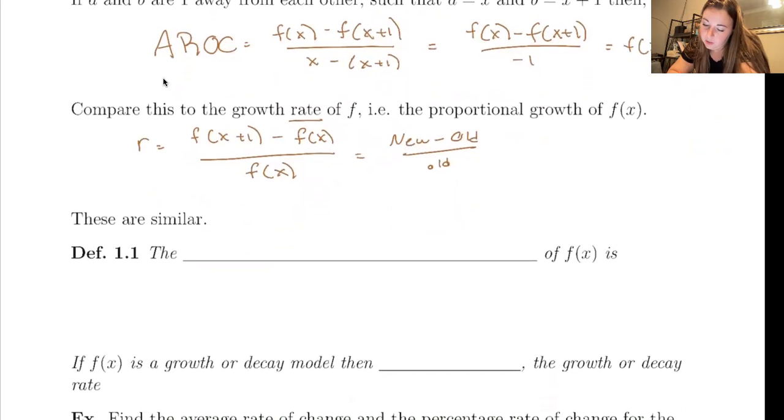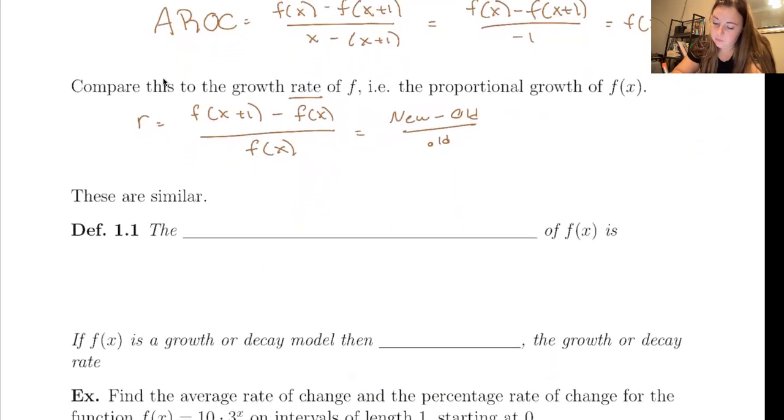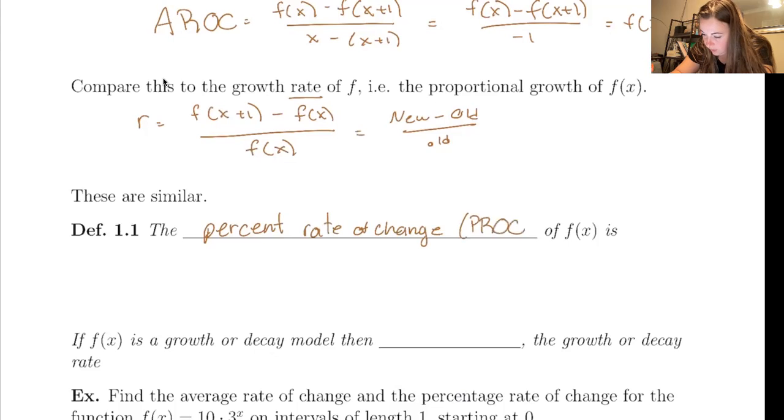So the growth rate is going to be similar to what we call the percent rate of change. So remember, I've kind of said this before, we have lots of different rates of change. Average rate of change, percent rate of change. There's also an instant rate of change, things like that. So when you say rate of change, sometimes you need to be specific, especially when we're talking about percent rate of change.